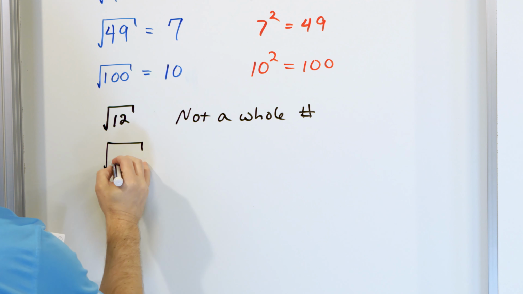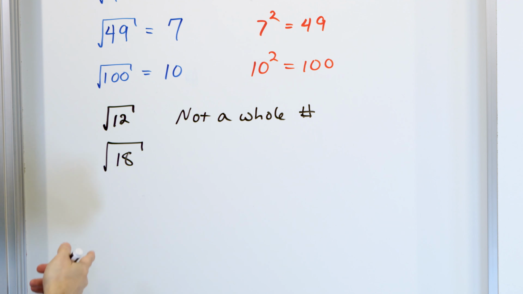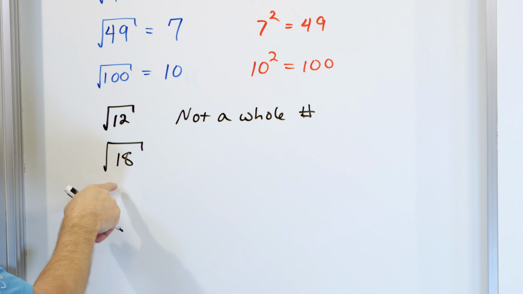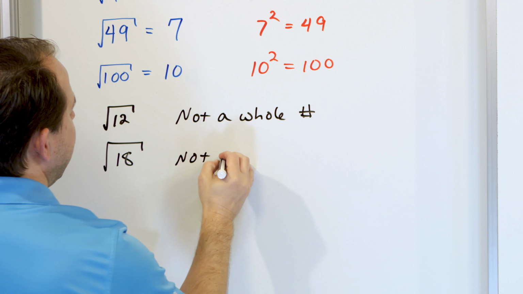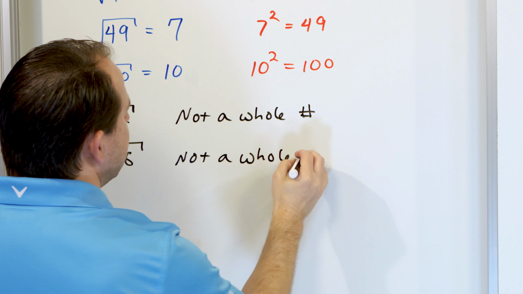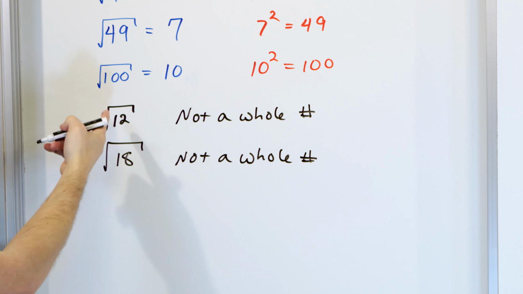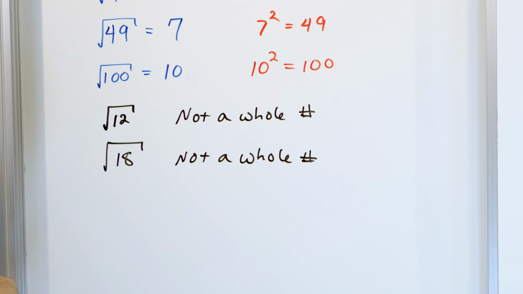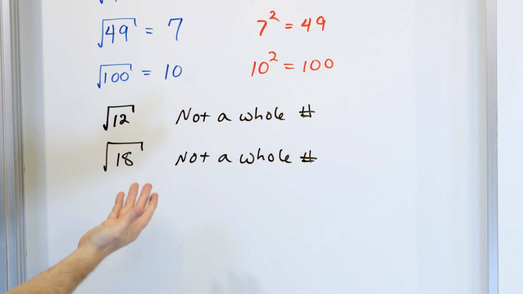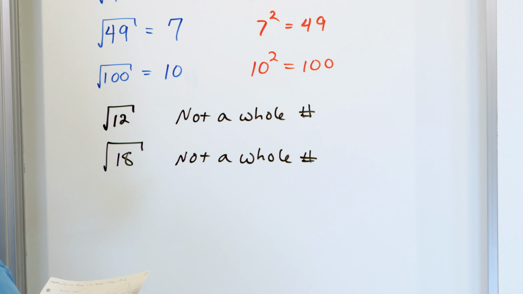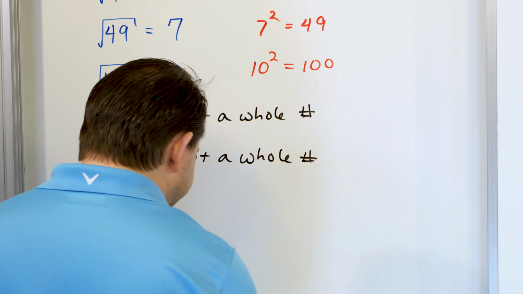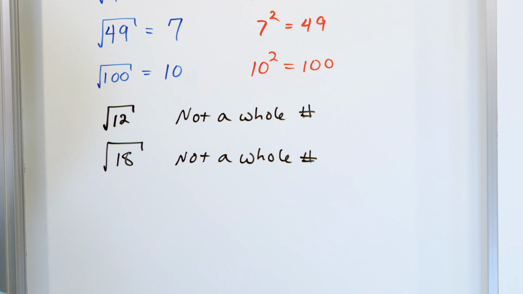Same thing with, for instance, the square root of 18. You think, okay, 4 times 4 is 16. Okay, that's not right. 5 times 5 is 25. I've already blown it, right? So this is not a whole number. It does not mean that this doesn't exist. It just means it's a fraction, a decimal of something somewhere in between 4 and 5, because 4 times 4 is 16, 5 times 5 is 25. So somewhere in that range is going to be a number that will be the square root of 18.